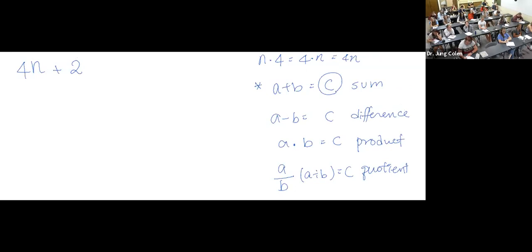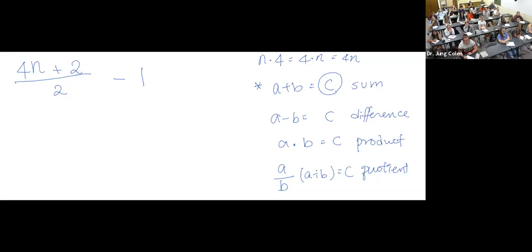Then what do we do? Divide the sum. Now it's addition. Look at the big picture, okay? This is addition, so this is the sum of 4n and 2. Divide that by 2. Right? And then subtract 1 from this quotient. So subtract 1 from it. Are we good so far?